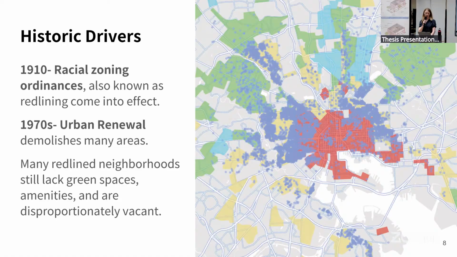Looking at the map on the right, the purple dots represent the currently vacant buildings in Baltimore, overlaid with a map of redlining. So currently we can see there's still a strong correlation. Many redlined neighborhoods still lack green spaces and amenities, and are disproportionately vacant.